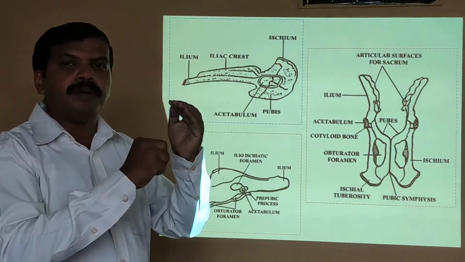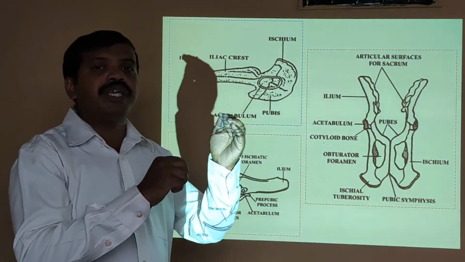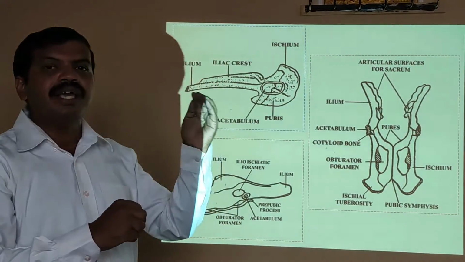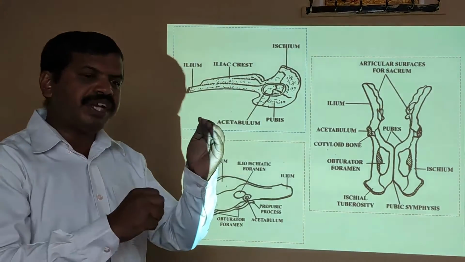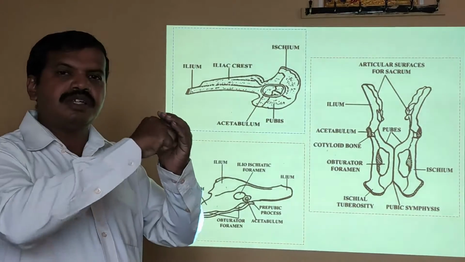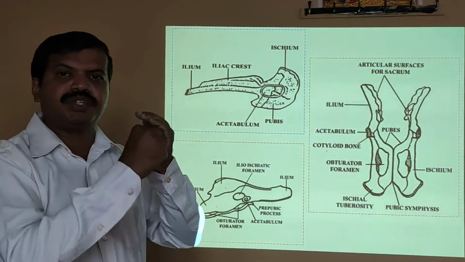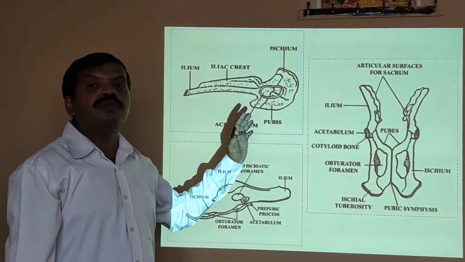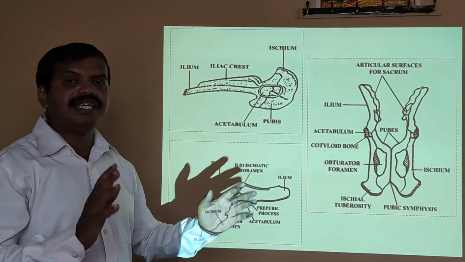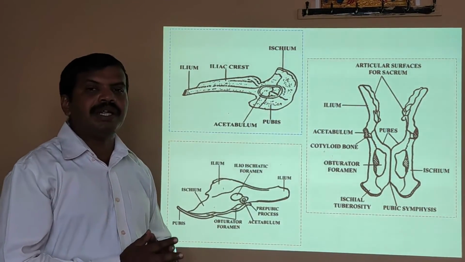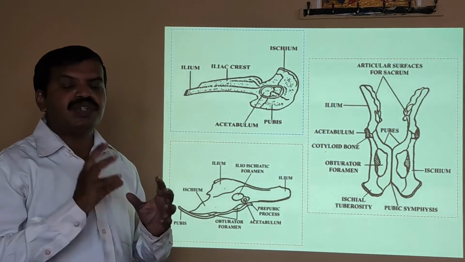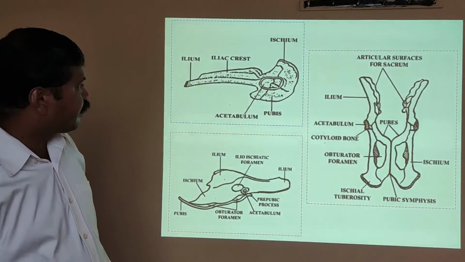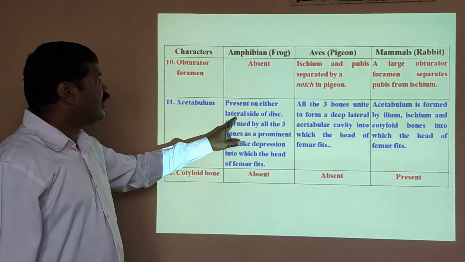Basically, this joint is what is called the ball and socket joint. The acetabulum acts as a socket, and the head of the femur acts as a ball. This is very important as far as the attachment of the hind limb skeleton is concerned. The hind limb skeleton always attaches to the pelvic girdle. In the pelvic girdle, there is a cavity designated as acetabulum, to which the hind limb skeleton is attached.